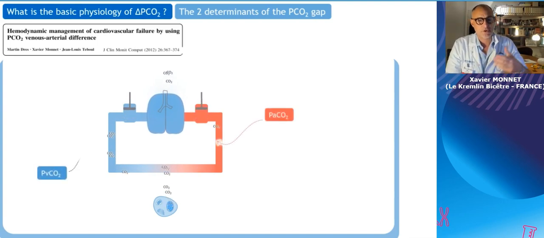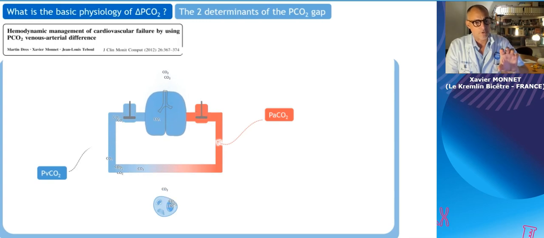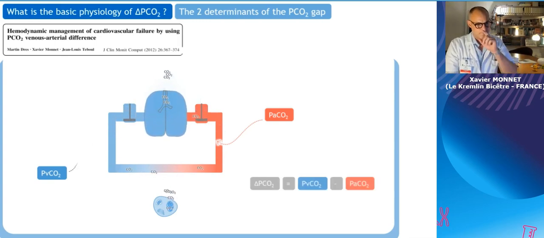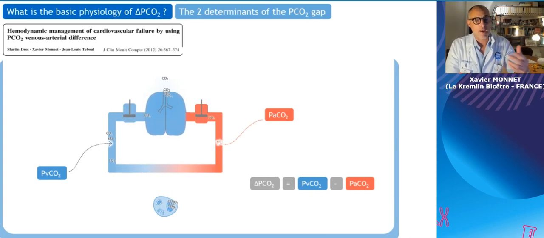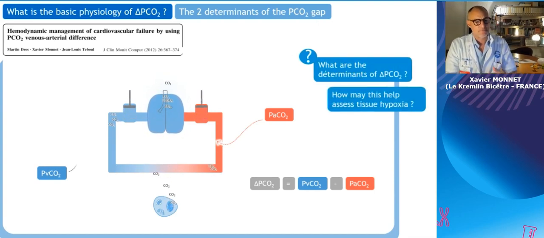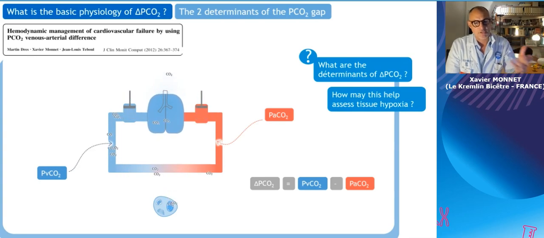In other words, there is a gradient between a high PCO2, or partial pressure, at the venous side and a lower PaCO2, or CO2 arterial content. And the PCO2 gradient, or the PCO2 gap, or the delta PCO2, is the difference between the venous and the arterial PCO2. What are the determinants of this PCO2 gradient, and how may it help us assess tissue hypoxia?